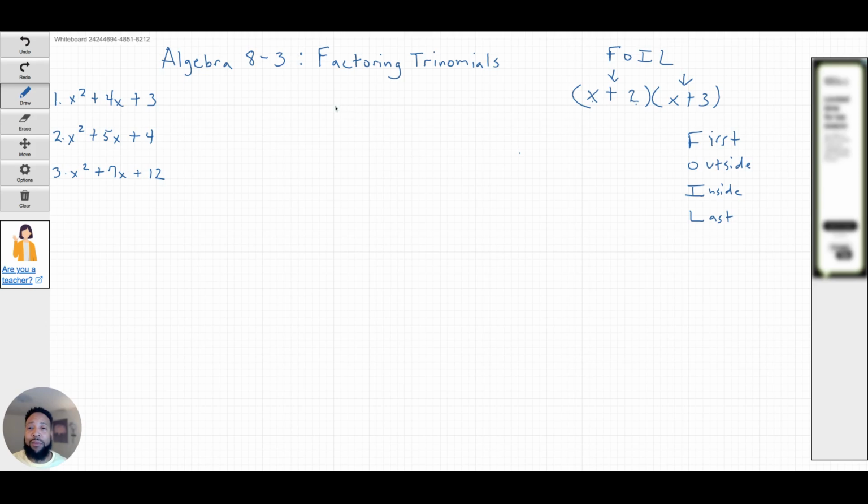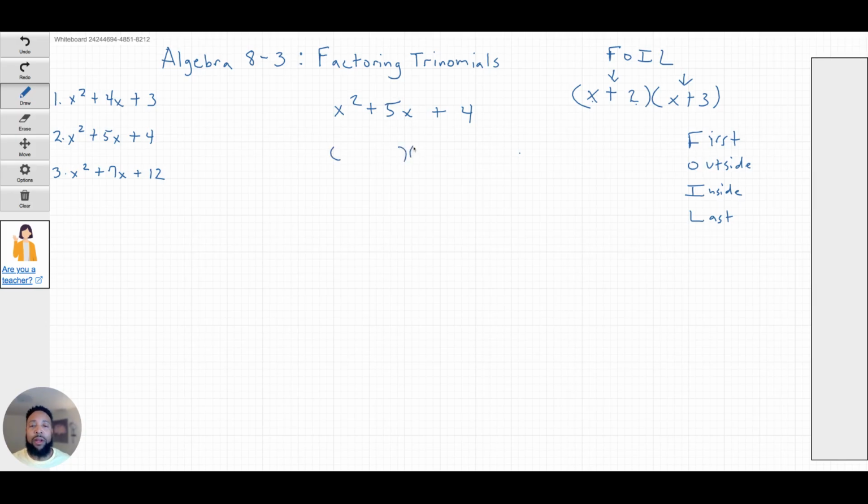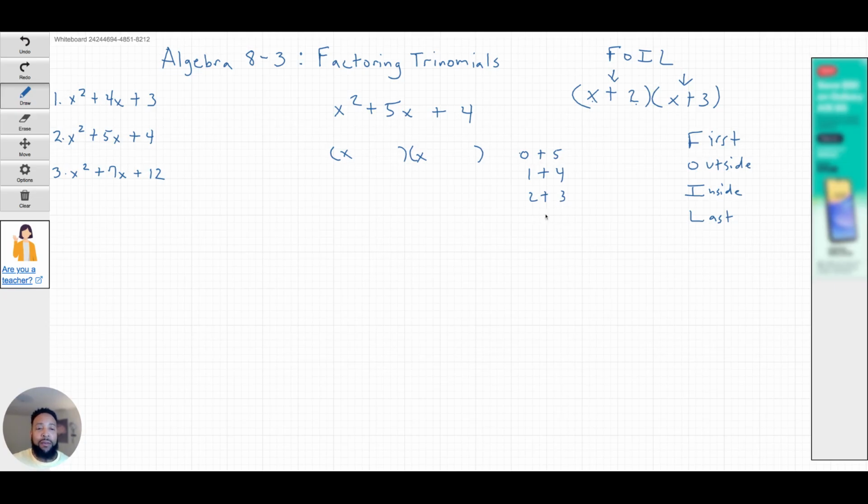Okay, so our next problem is going to be x squared plus 5x plus 4. And we're going to factor this trinomial. So remember, binomials multiplied by each other usually give you trinomials. So we have x here, and then we need to find two numbers that when you add them, you get 5, and then when you multiply them, you get 4. So let's say you could do 0 plus 5, 1 plus 4, 2 plus 3. Those are what you can add in order to get 5.